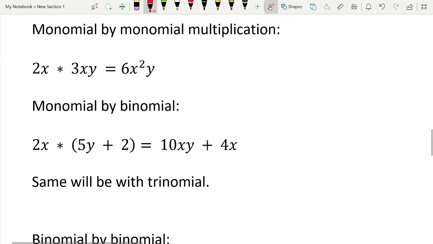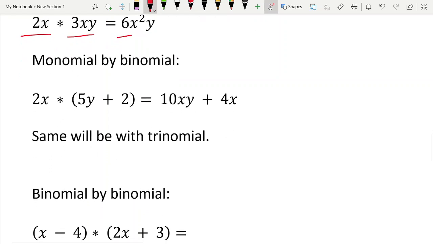Monomial by monomial multiplication. Now, if we have 2x times 3x, you will just multiply 2 times 3 is 6, x times x is x squared. And y by itself is y. Now, monomial by binomial is 2x times 5y plus 2.